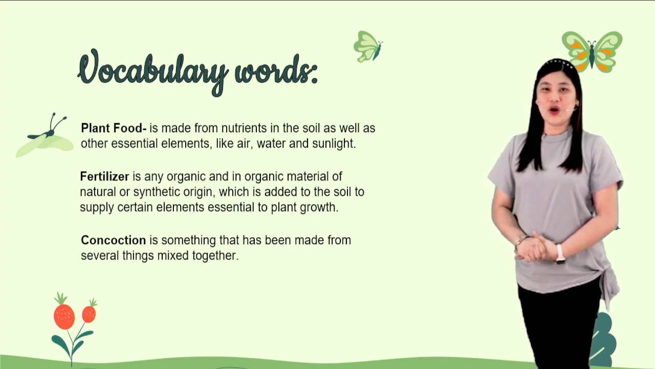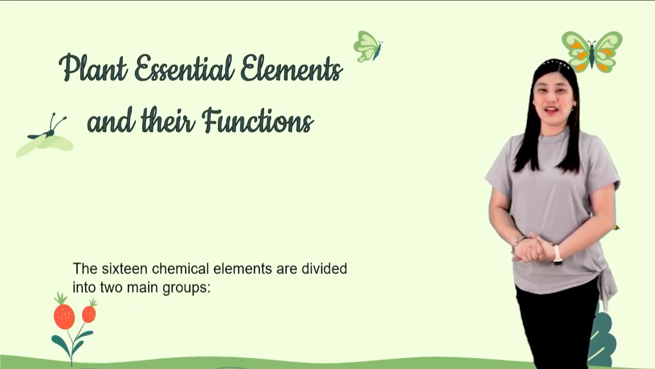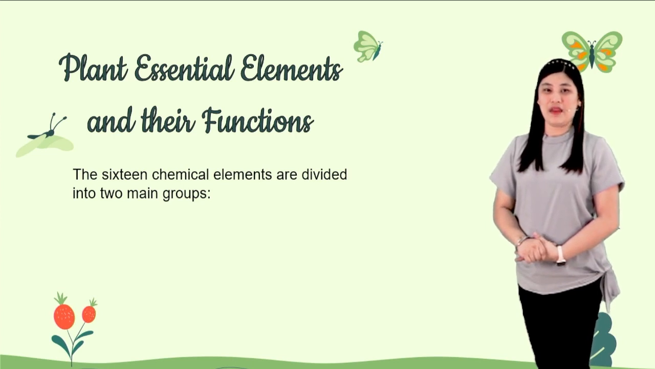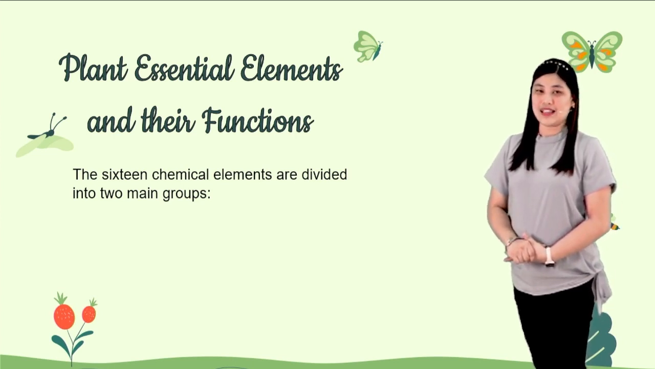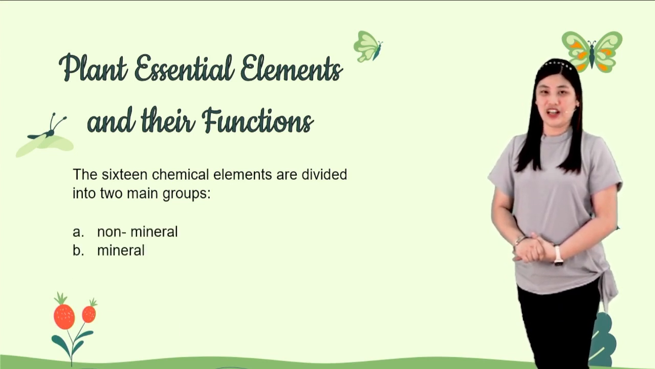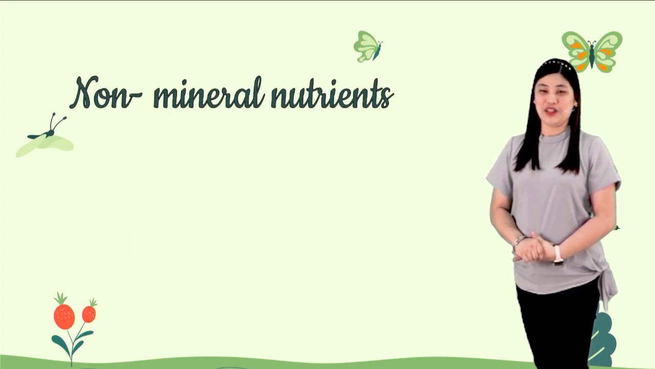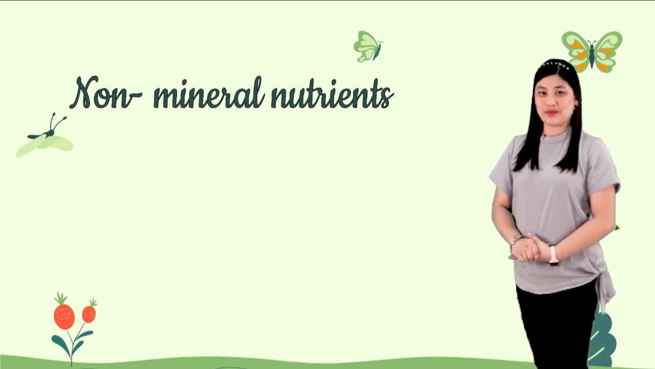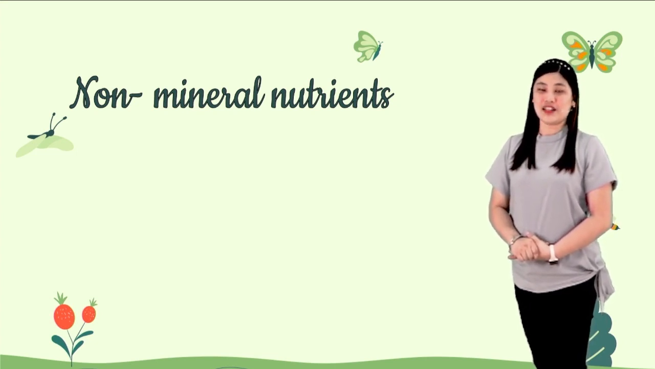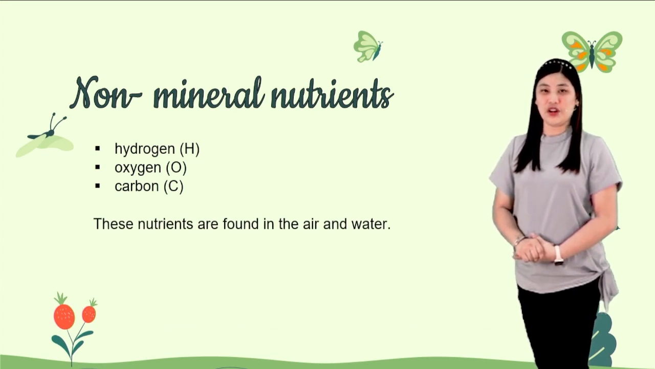Now, let us know the different plant food elements or plant essential elements and their functions. 16 chemical elements are known to be important to a plant's growth and survival. The 16 chemical elements are divided into two main groups, non-mineral and mineral. The first group is non-mineral nutrients. The non-mineral nutrients are hydrogen, oxygen, and carbon. These nutrients are found in the air and water.